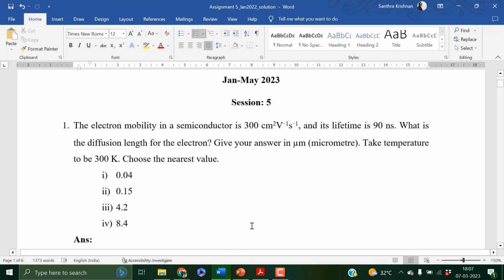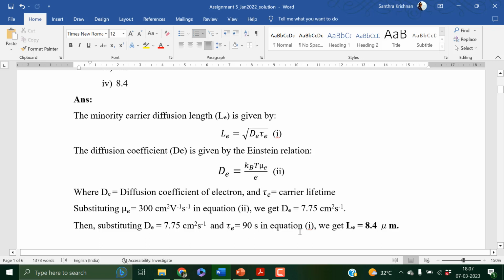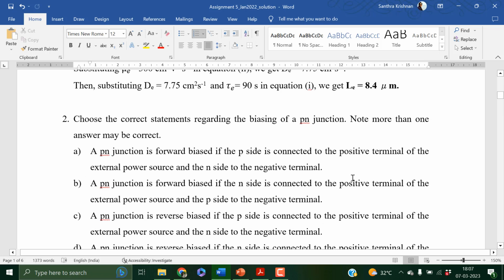Okay. So the first equation that we have to use is to find the diffusion coefficient. For that, you have to use kB T mu e by e, and once you get De, you can find out the value of Le. And you got the answer to be 8.4 micrometers, right? Yes, ma'am. So I think you don't have any doubts regarding this question, right? No, ma'am, no doubt.